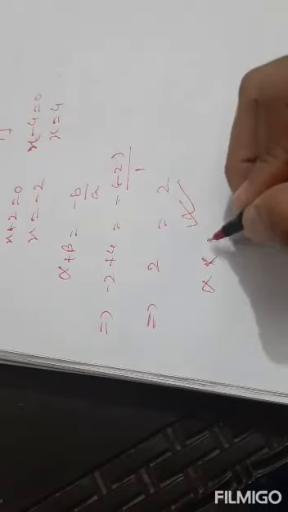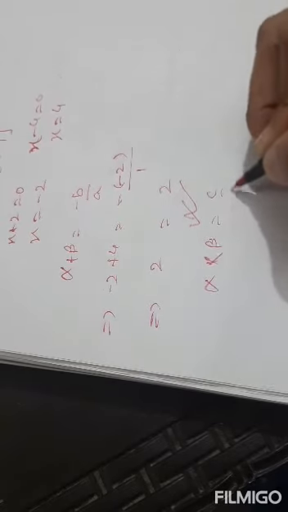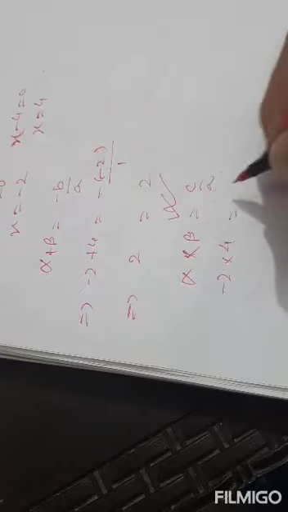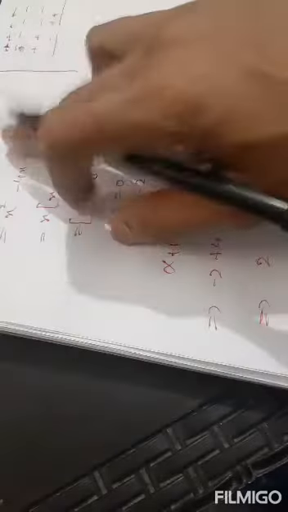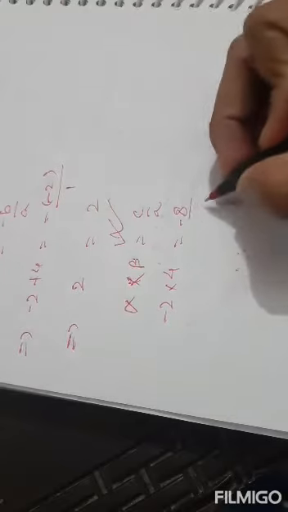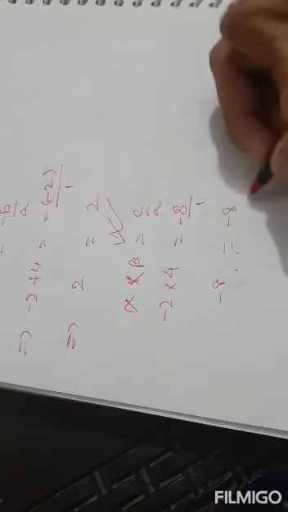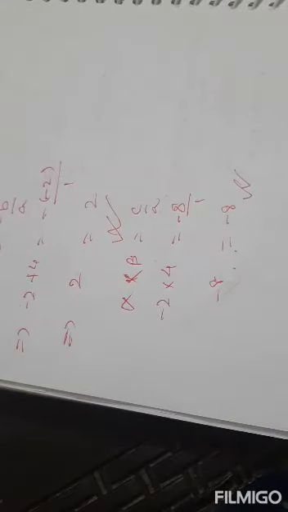For the product of zeros, we know that it is c upon a. So minus 2 into 4 equals, what is c? The constant term is minus 8 and the coefficient of x square equals 1. So minus 8 upon 1. We can easily get LHS equals RHS. So it is also verified. You can solve all the questions.